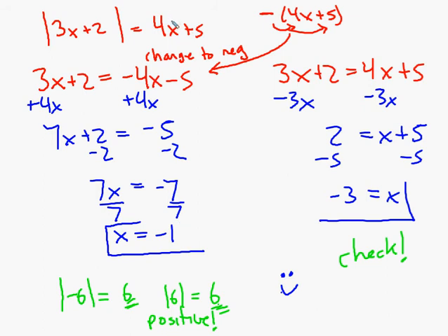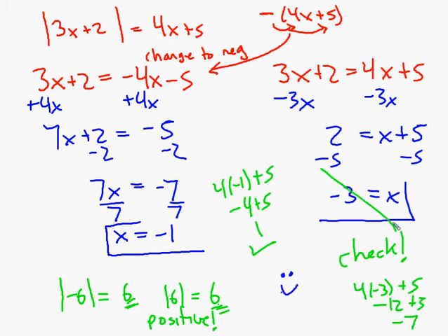So if I put a negative 1 up here, so that's 4 times negative 1 plus 5, negative 4 plus 5, 1, that's fine. Check this negative 3. All right, so 4 times negative 3 plus 5, negative 12 plus 5 is negative 7. No. So we reject that answer because it does not work. It leads to a negative on the outside of the absolute value. And we can't have that.